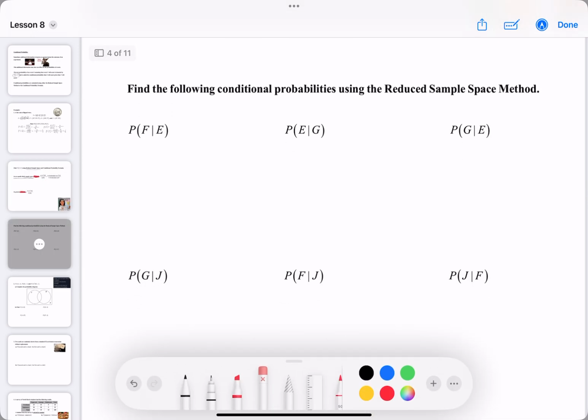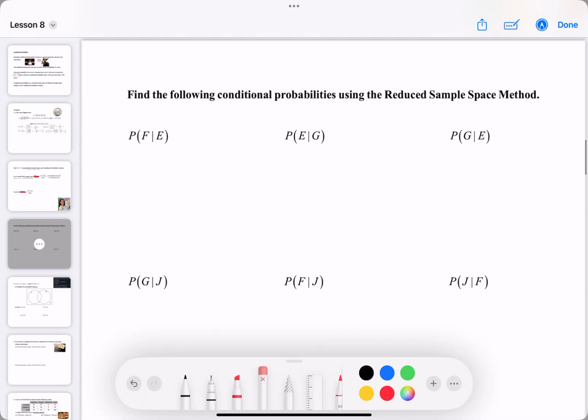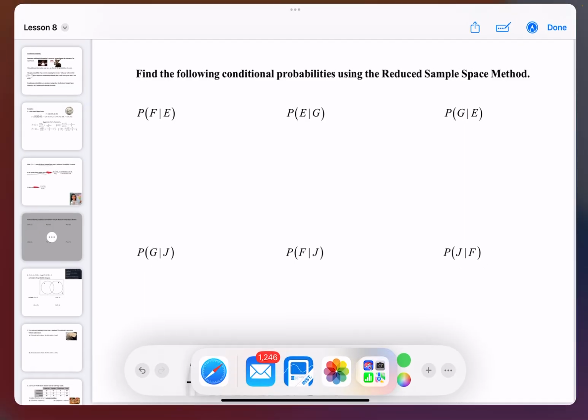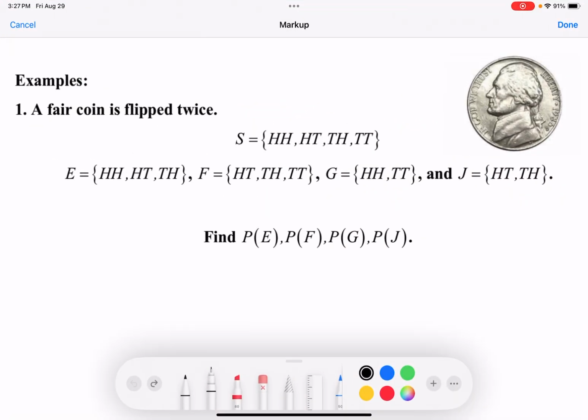Find the following conditional probabilities using the reduced sample space. I should bring the pictures here because here I don't have E and G and J and F. So it is on a page here. How to move it to the question there. So let's cross out all of these. What am I looking for? The question is P of F given E.